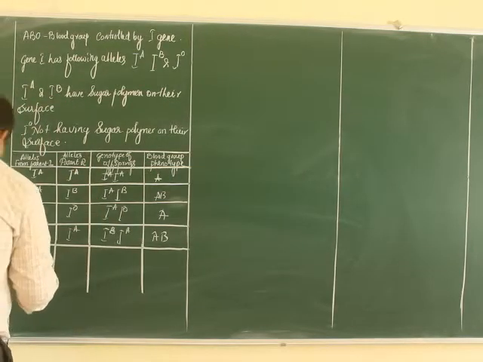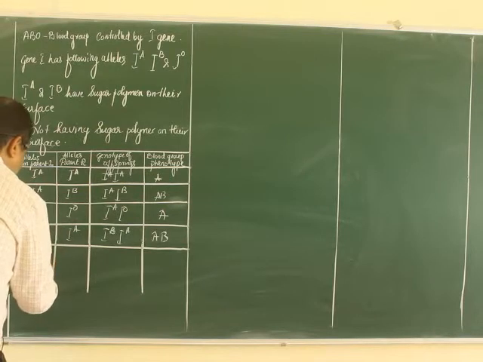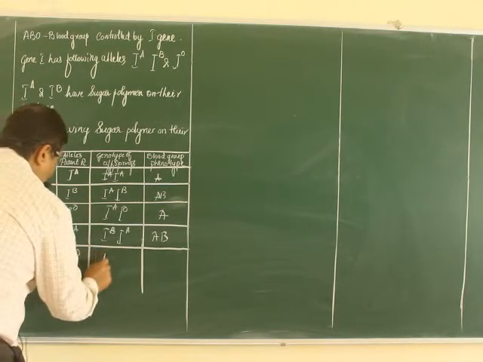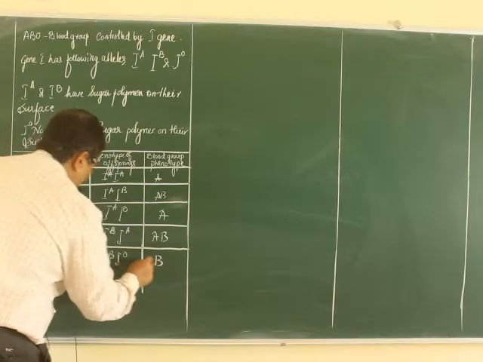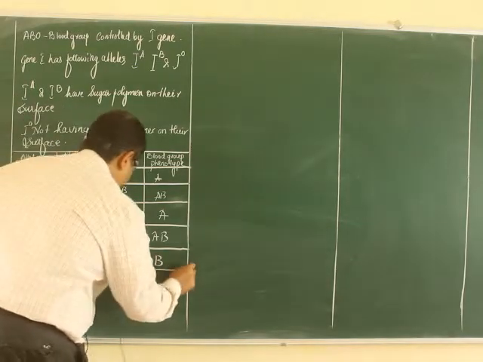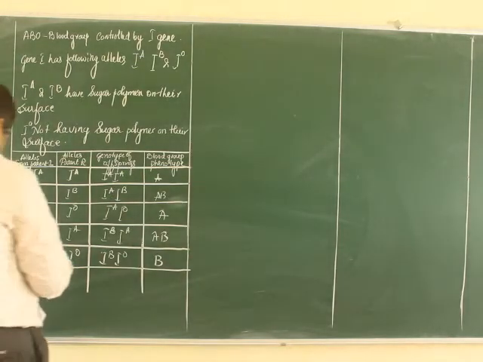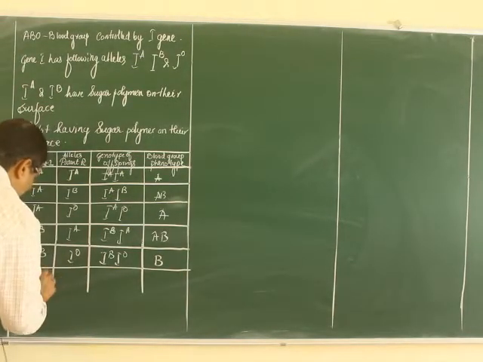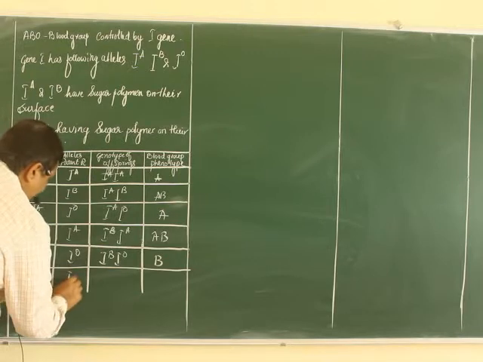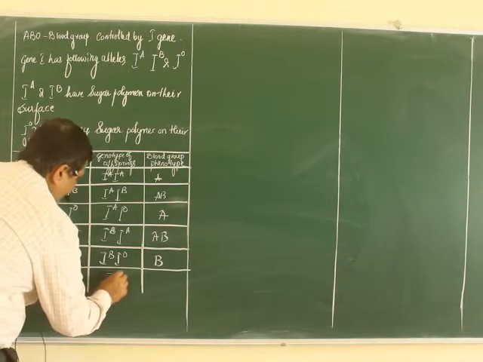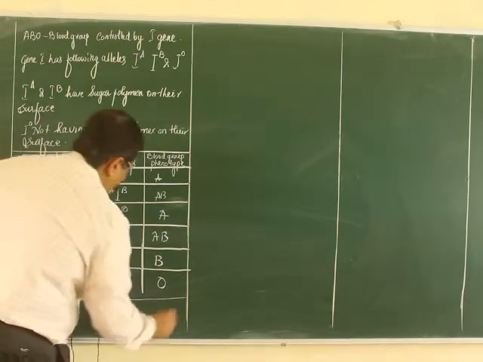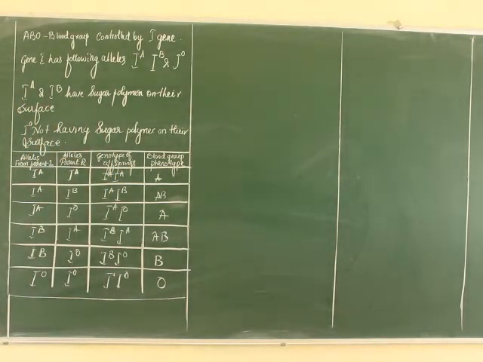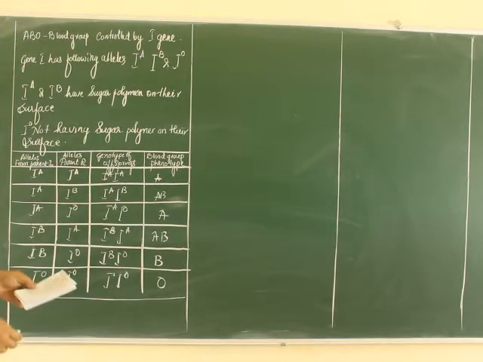Then if one parent is IB and another parent is IO, the genotype is IBIO, blood group is B. If one parent is IO and another parent is IO, blood group is O. So this is the chart which shows the different blood group phenotypes.